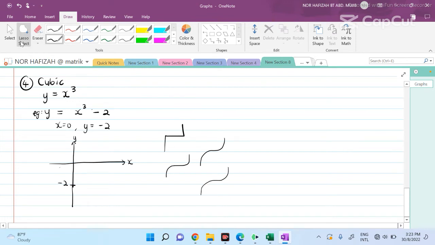Gitu. Bentuk graph dia tu. The shape of the graph is like this. So we're going to write and sketch here, and then like that.